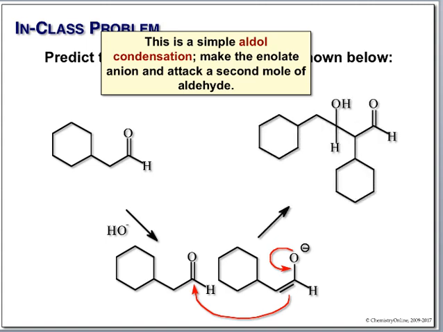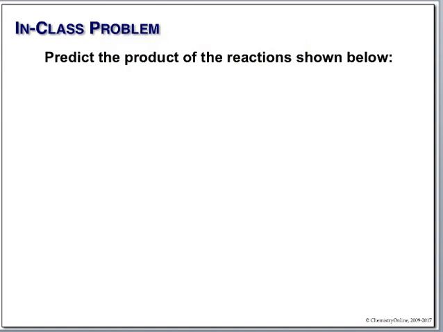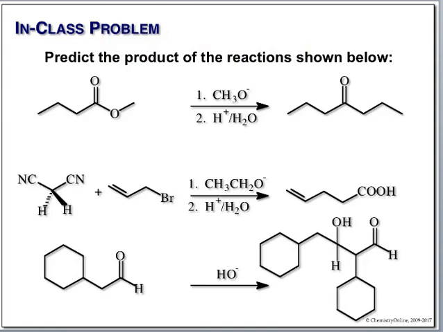Now we know we can take this and dump it into acid and make an alpha beta unsaturated, but I didn't show that on the slide. Simply base to give the beta hydroxyaldehyde. And again, here's the bond that we just made. Any questions?